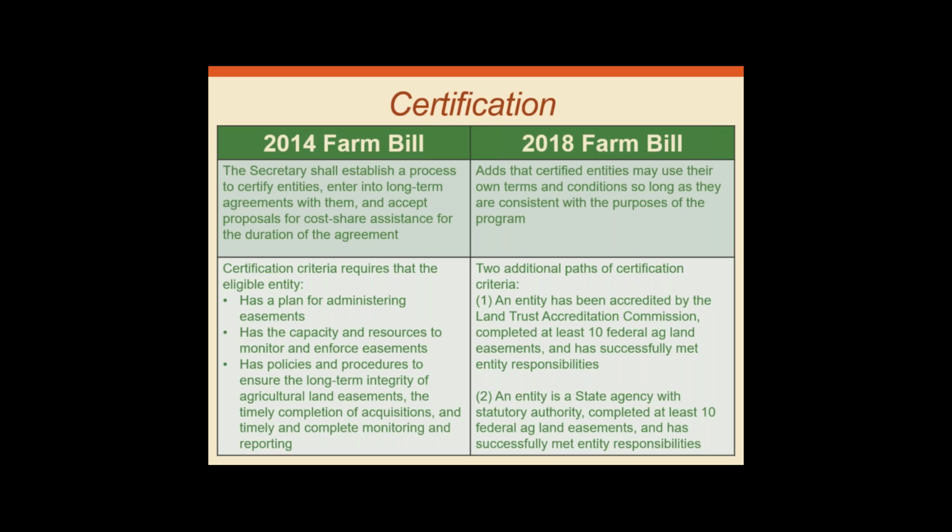The first is that the entity would be accredited by a Land Trust Accreditation Commission or other similar group as determined by the Secretary, and have completed successfully at least 10 federal ag land easements, not necessarily just under ACEP-ALE. This could also have been under the Farm and Ranch Lands Protection Program. The second additional path is that a state agency, like a State Department of Agriculture, that has successfully completed 10 federal ag land easements would also be eligible to become certified.